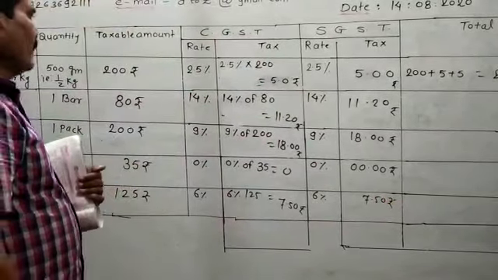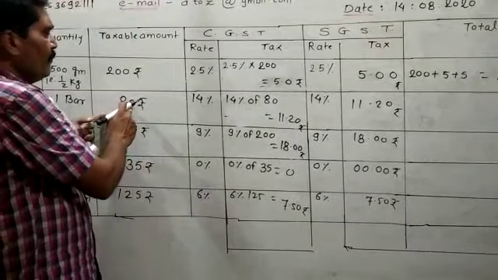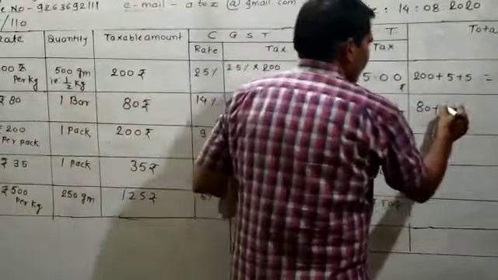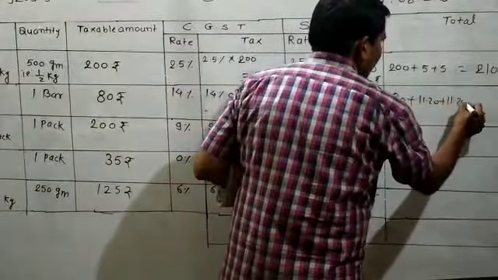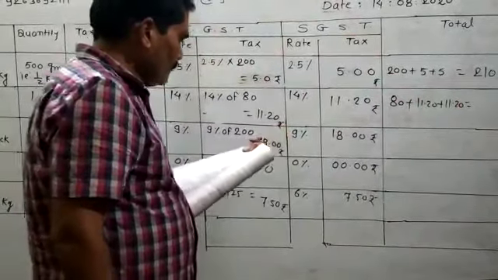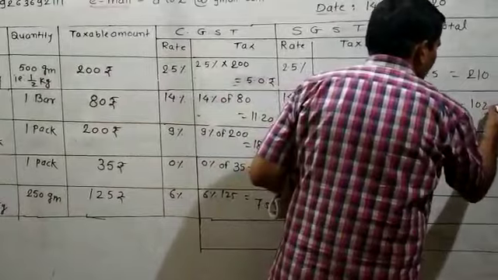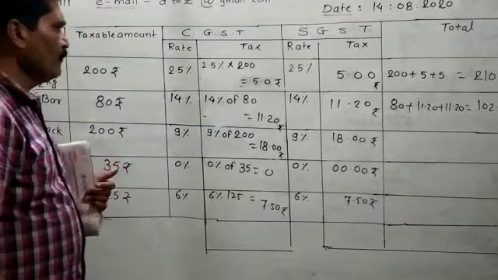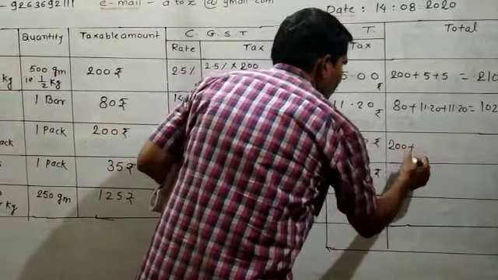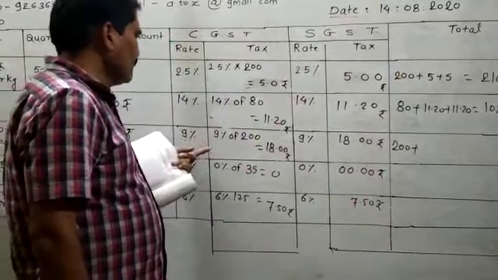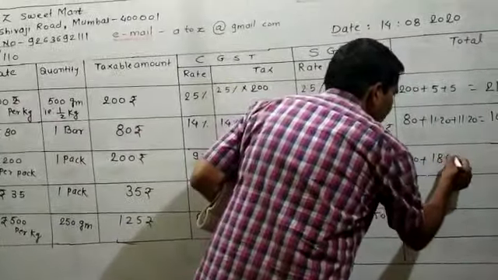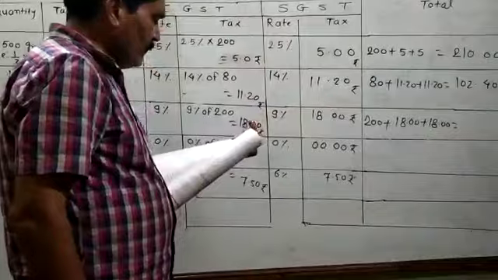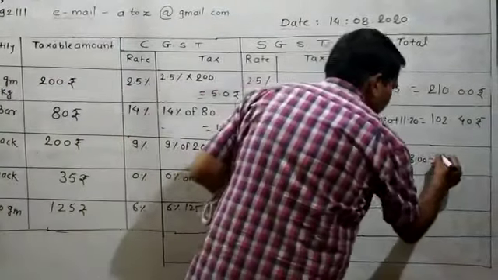Then in total you have to add. The taxable amount is 80 rupees, 80 plus CGST 11.20 rupees plus SGST 11.20 rupees, the total amount will come 102.40 rupees. Then the next one: the taxable amount is 200, and you have to add the CGST 18.00 rupees plus SGST 18.00 rupees. If you add, that amount will come 236.00.